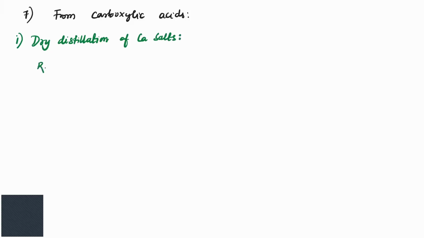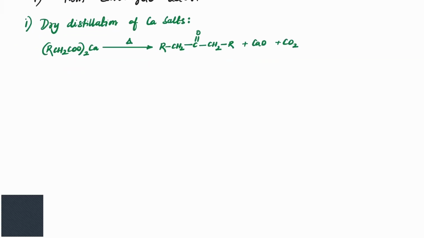That is, if you have (RCH2COO)2Ca, that on heating, without water, just heating, in that case we will have this as RCH2-C(=O)-CH2R, and calcium oxide and carbon dioxide. This is what will happen as a dry distillation.